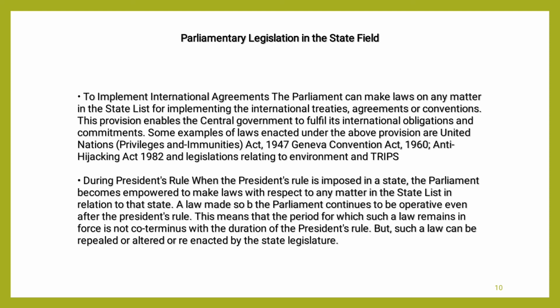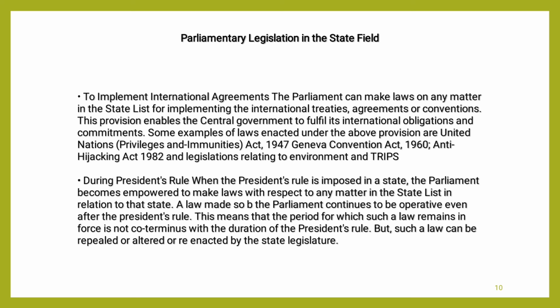Next, we are going to talk about parliamentary legislation in the state field. Now, laws can be made regarding international agreements. So here you will find a few examples of the acts which have been made regarding international agreements, that is the United Nations Privileges and Immunities Act 1947, Geneva Convention Act 1960, Anti-Hijacking Act 1982, and legislations relating to environment and TRIPS. So here also we see that the Parliament has been given powers in the state field.